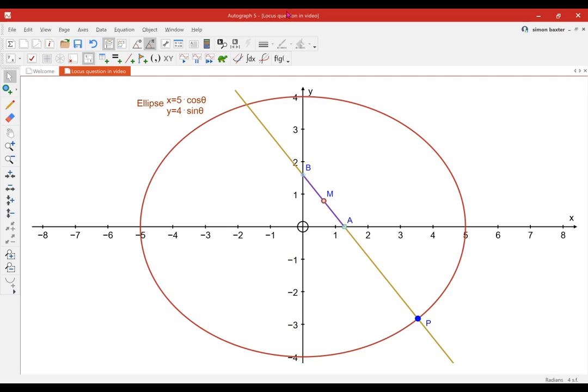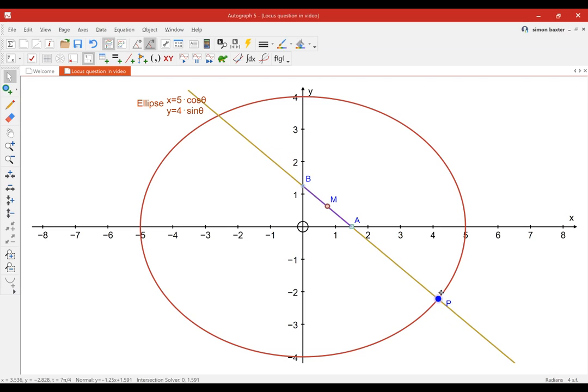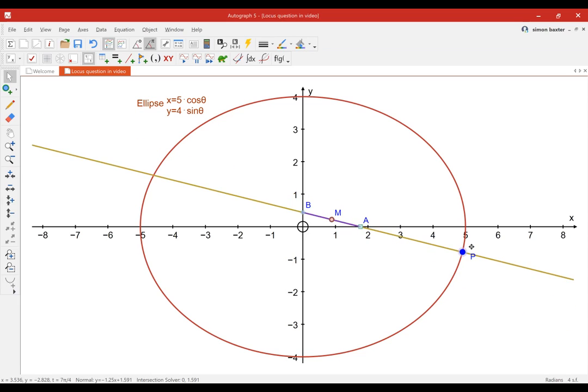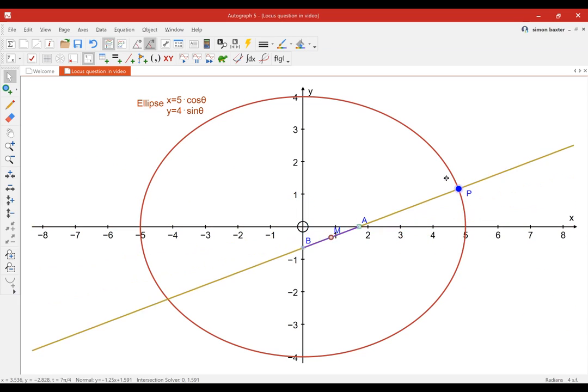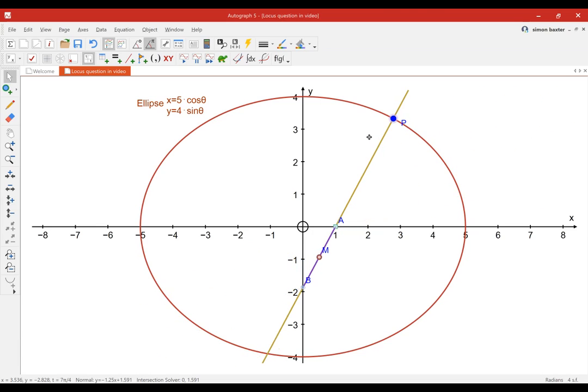Let's have a look and see how that comes out on a graph plotter. Here we have the ellipse, 5 cos theta, 4 sine theta. Here's the point P. I've drawn a normal, and it meets the axes at A and B, and there's the midpoint M. So we want to see what happens to M, which is the midpoint of the purple line, as P moves around the curve. It does appear to be doing what we said we would like to see, which was an ellipse.